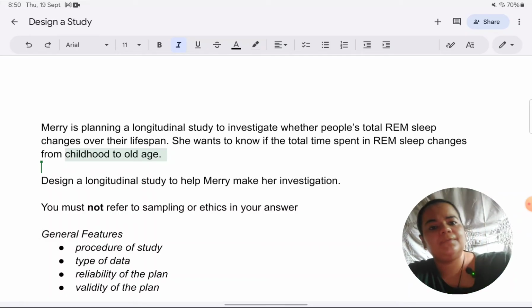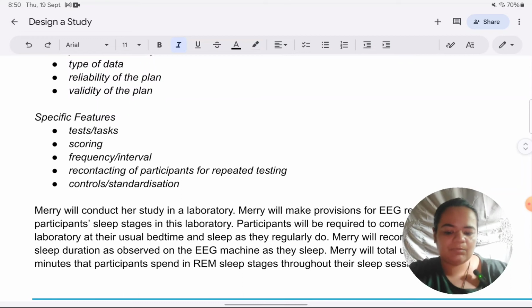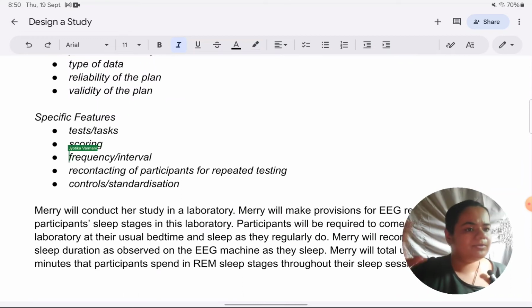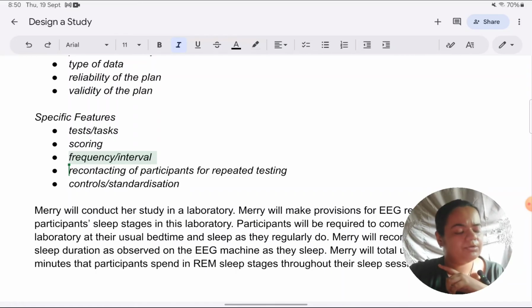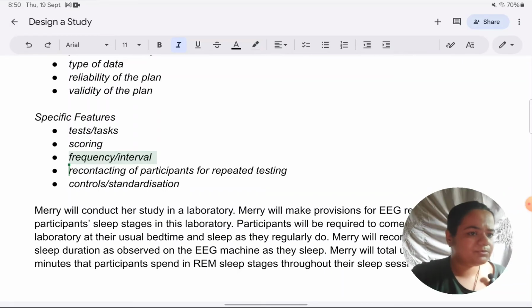Just keep in mind, when we talk about interval or frequency, what we mean is how often participants will have to perform the task for being assessed. Because it is a longitudinal study, of course the same participants will have to keep on coming to the laboratory time to time and keep on doing the task again and again. So the question here is, how often do they have to come?